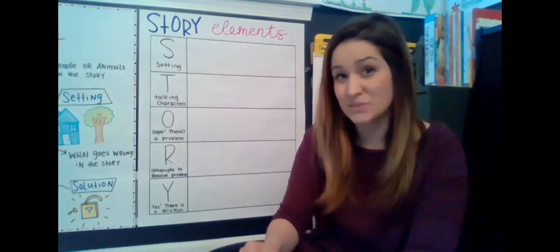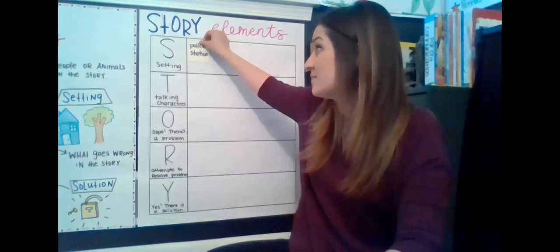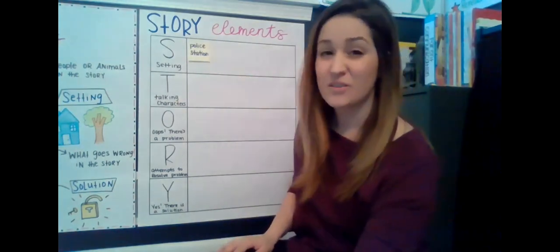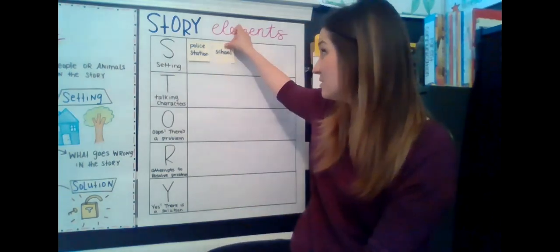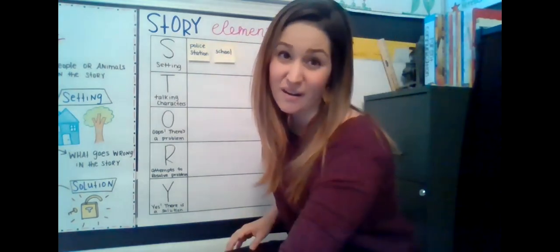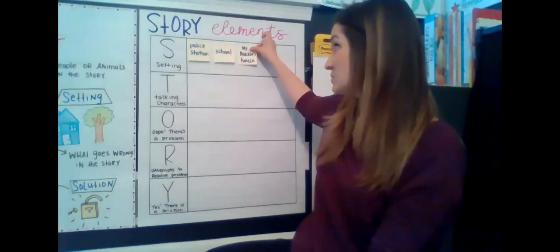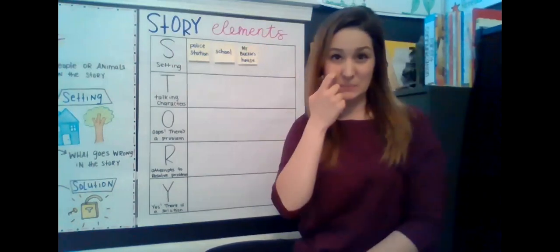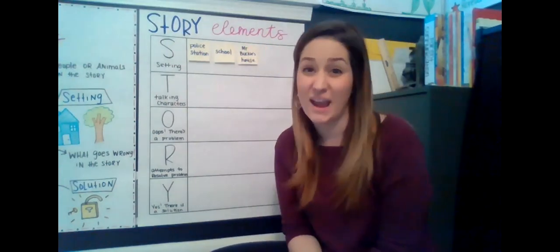So I'm going to put each of those things up. The setting for part of it is the police station. For another part, it's the school. And another part, it's Mr. Buckle's house. Awesome. So now we want to think about the characters.